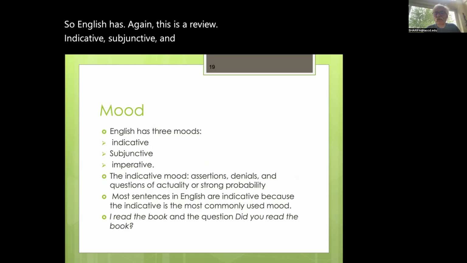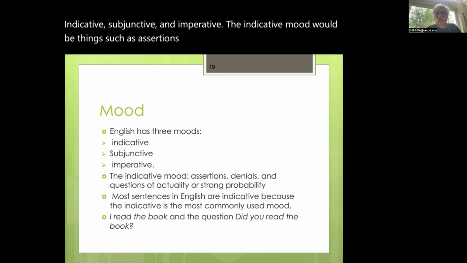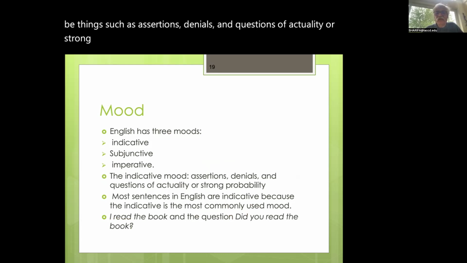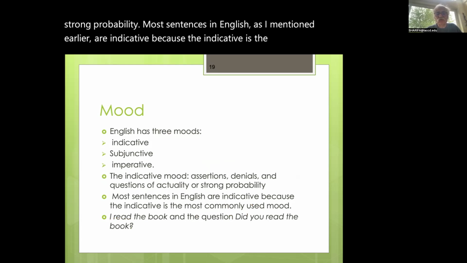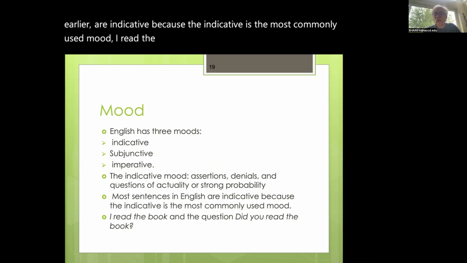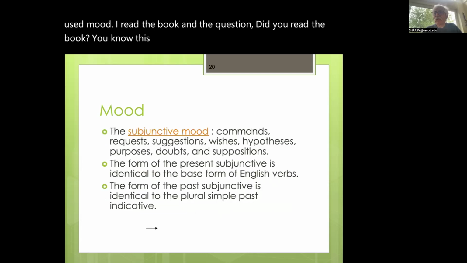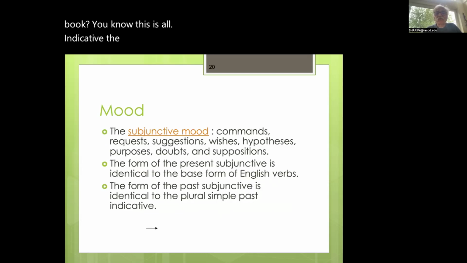The indicative mood would be things such as assertions, denials, and questions of actuality or strong probability. Most sentences in English, as I mentioned earlier, are indicative because the indicative is the most commonly used mood. I read the book, and the question, did you read the book? This is all indicative. The subjunctive: commands, requests, suggestions, wishes, hypotheses, purposes, doubts.